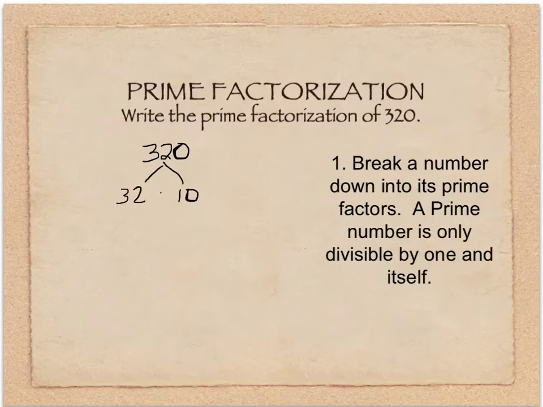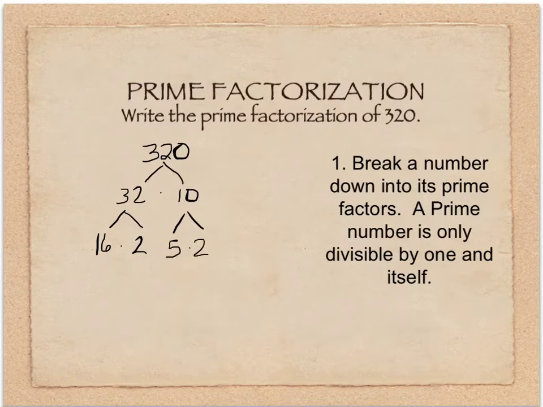Now I look at those two numbers and I ask myself, are those two numbers prime? And they're not, because 32 has factors such as 2 and 16, and 10 has factors such as 5 and 2, so I can keep breaking these numbers down until I have prime numbers. 32, I'm going to break that down into 16 times 2. I'm going to break 10 down into 5 times 2.